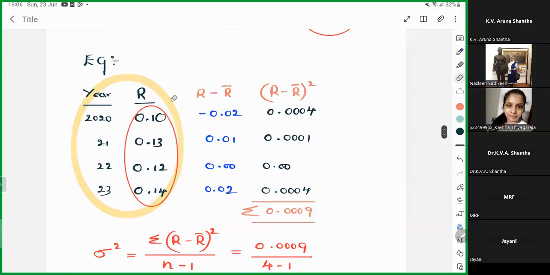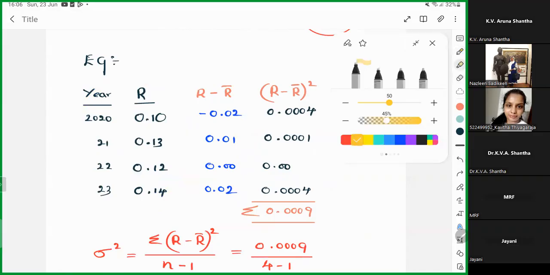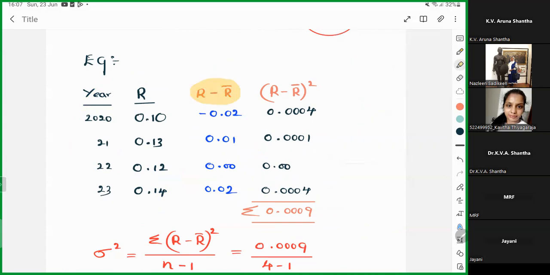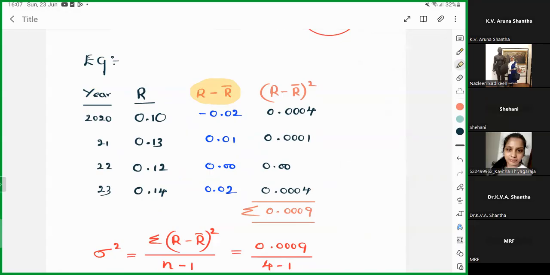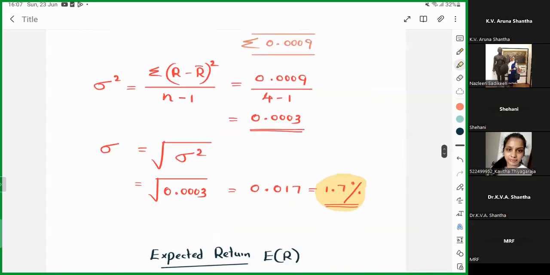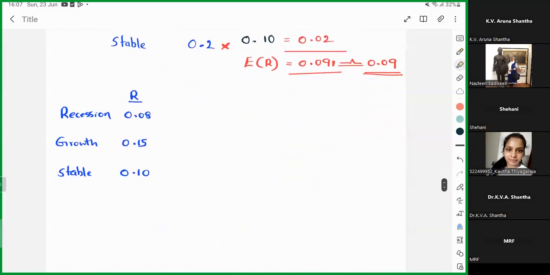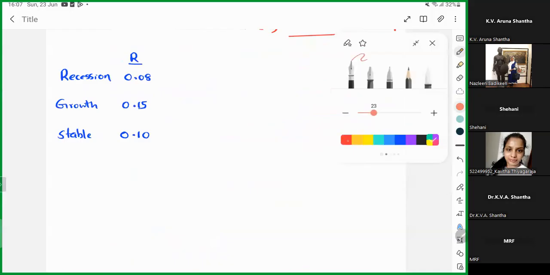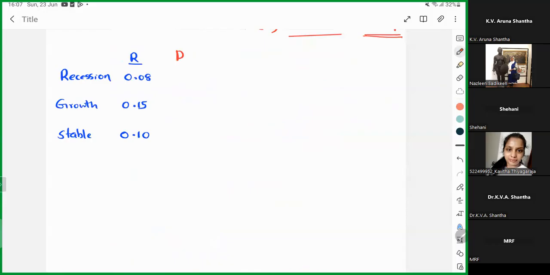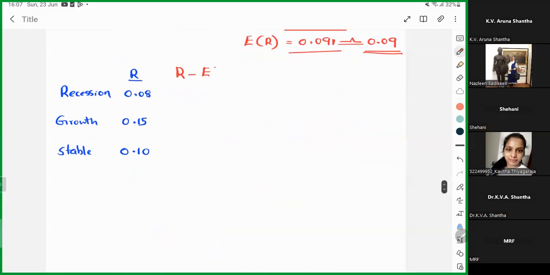Now you see earlier how you started calculating the variance. Earlier, you see each rate of return. What is the first step? Each rate of return minus R bar. What is R bar? Average return. Very good. Here also the same, but instead of average return, we have expected return. So each rate of return minus expected return.